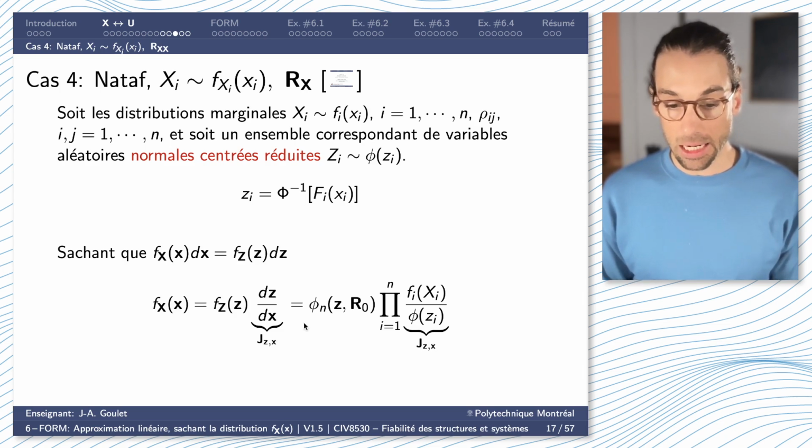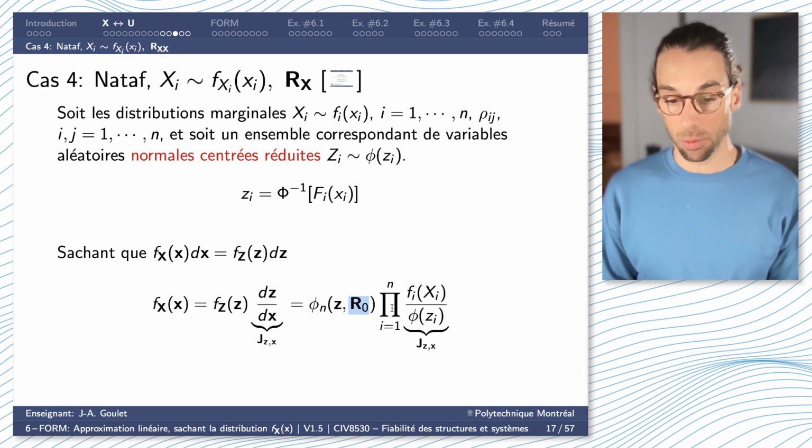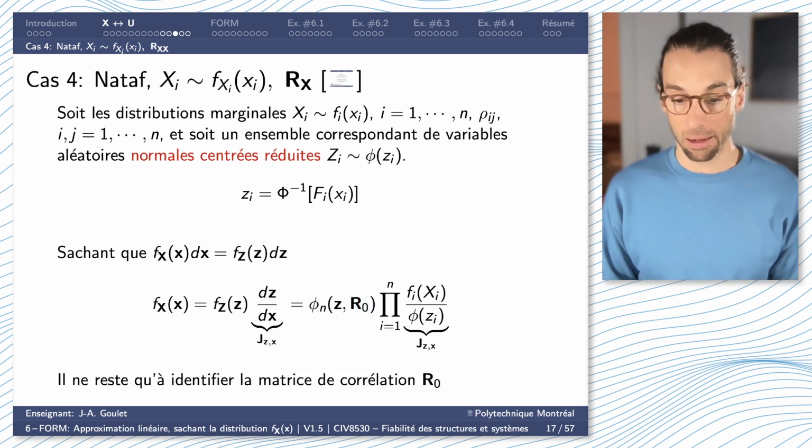And if we apply this, that joint PDF is going to be a standard normal joint PDF with correlation matrix R0. And the Jacobian here is basically the determinant of my Jacobian. That Jacobian is diagonal. The determinant of a diagonal matrix is going to be the product of the terms of the diagonal, where each term of the diagonal is going to be the ratio between f of xi, the PDF of xi, divided by the standard normal PDF of zi.